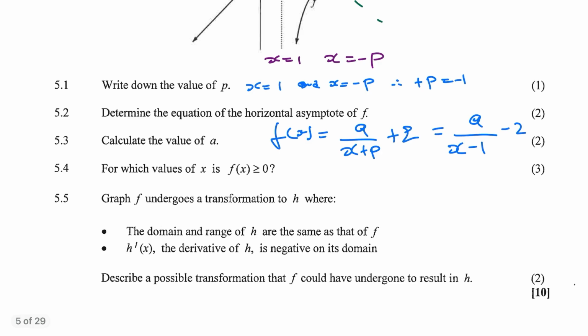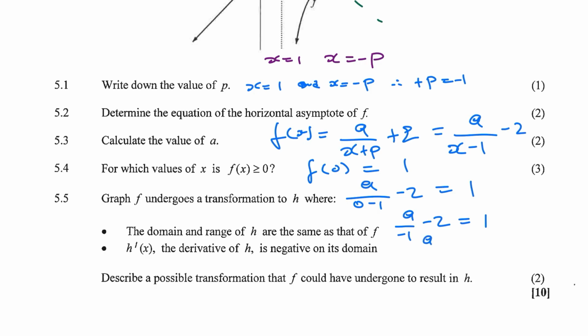So you're just going to substitute it in this equation. You have a over, where there's x, you put 0, minus 2 is equal to 1. Then you're just solving for a. So a over -1 minus 2 is equal to 1. Take the negative 2 to the right hand side, it becomes positive 2. So a divided by -1 is just negative a, equal to 2 plus 1. Negative a is equal to 3. Therefore, a is equal to -3. So your a is equal to negative 3.